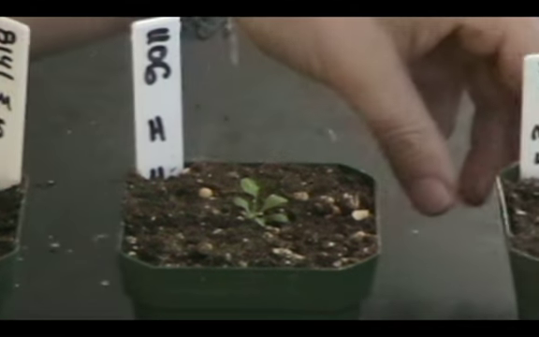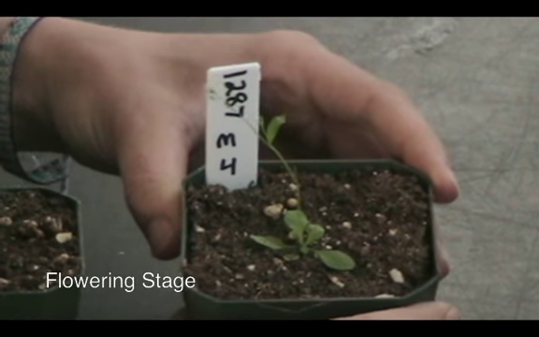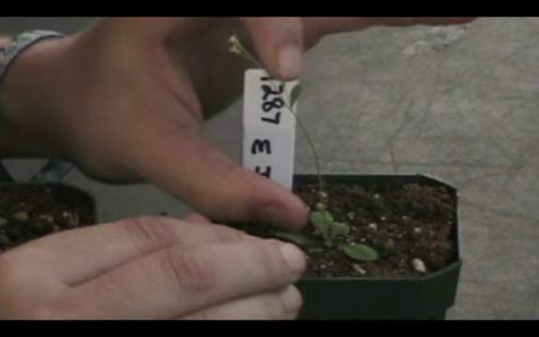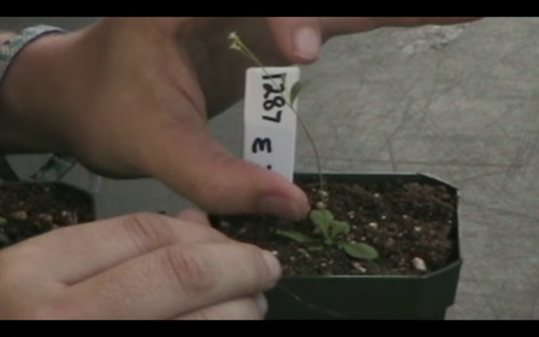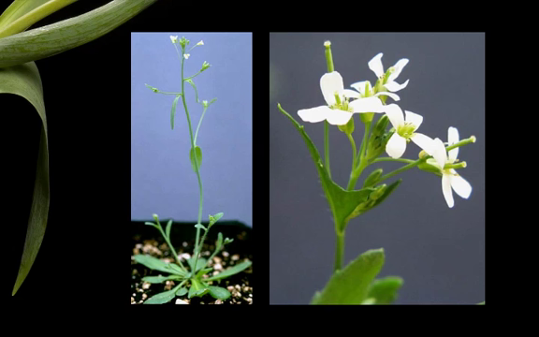The next stage it comes to is the flowering stage. And the key points here is what day you see the flowers and the height of the plant when it first flowers. In this stage, the flower is indicated by the purple arrow. It's a little small in this frame, so here's additional pictures that are clearer. On the left you can see an Arabidopsis plant flowering, and on the right is a close-up of the flowers.